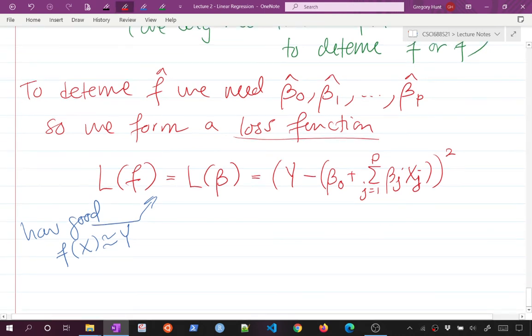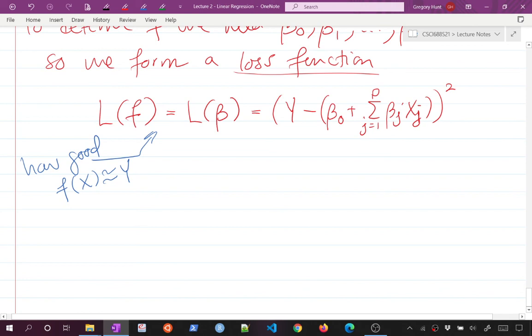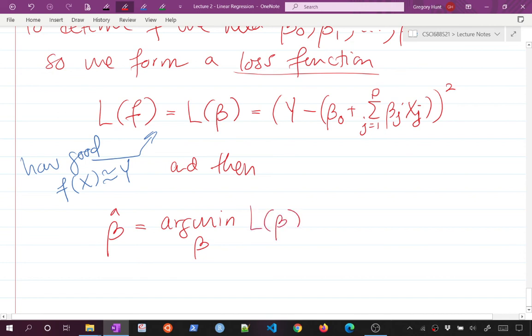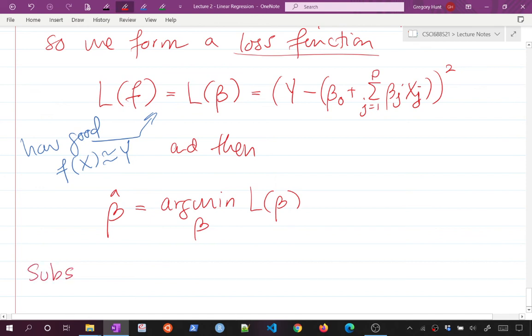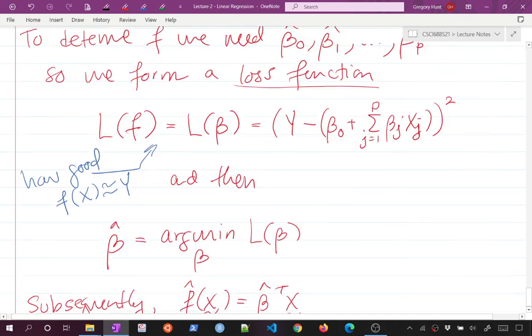And so for linear regression, we choose our loss function as the squared loss function, and then to determine f hat, we just need to determine beta hat. We just let beta hat be the beta that minimizes our loss. So it's the argmin, the argument that minimizes L of beta. Subsequently, f hat of x, let's say x tilde or whatever, is beta hat transpose x.